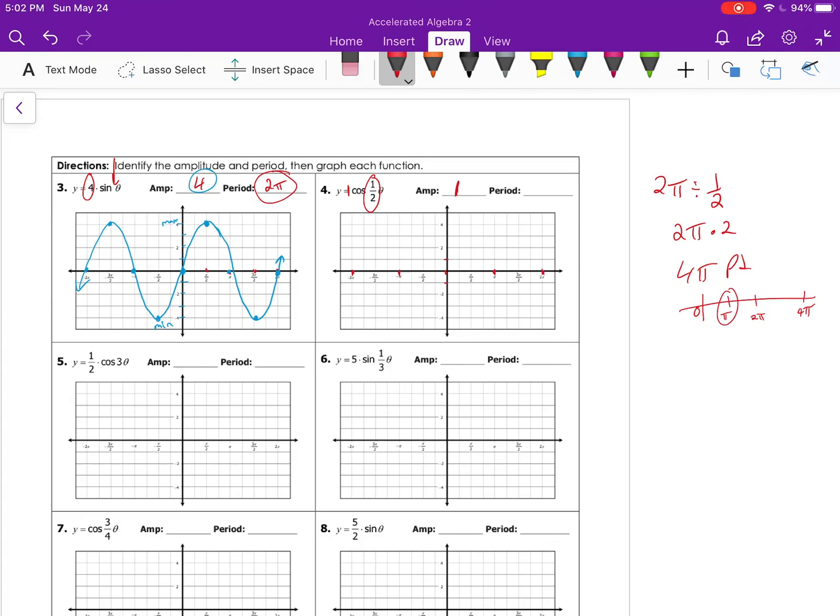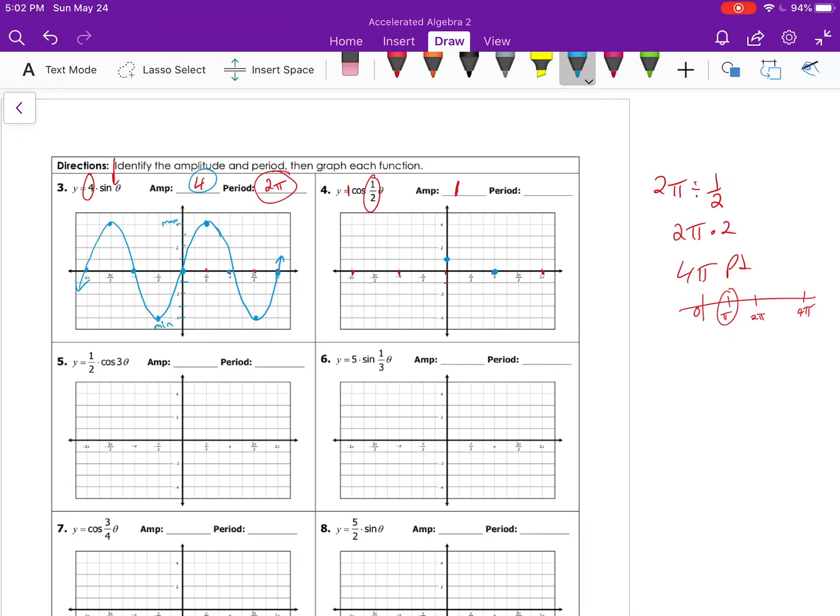Our amplitude hasn't changed, so our maximum value is going to be at 1 and our minimum value is going to be at -1. Those are always staying the same for this one. Our cosine usually starts at its max, so at 0, it's going to start at its max.